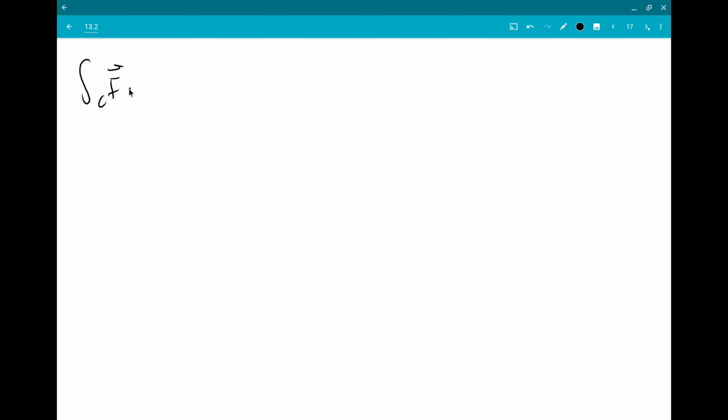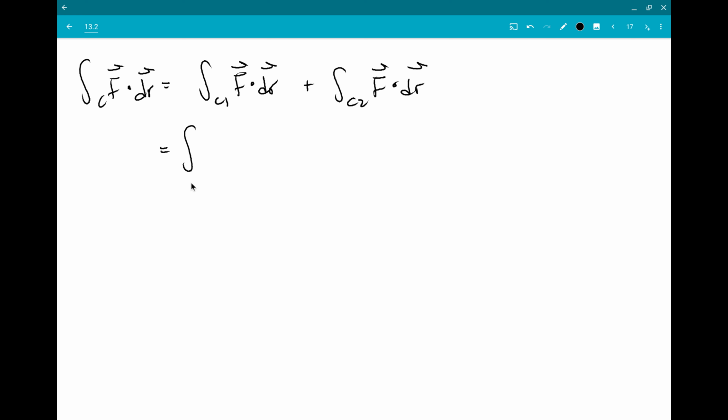So our integral over C of f dot dr is given by the integral over C1 of f dot dr plus the integral over C2 of f dot dr. And we just found those two pieces. So we said we go from -3 to 0 of <-t, t> dotted with <1, -1> dt. And then for C2, we go from 0 up to 2.